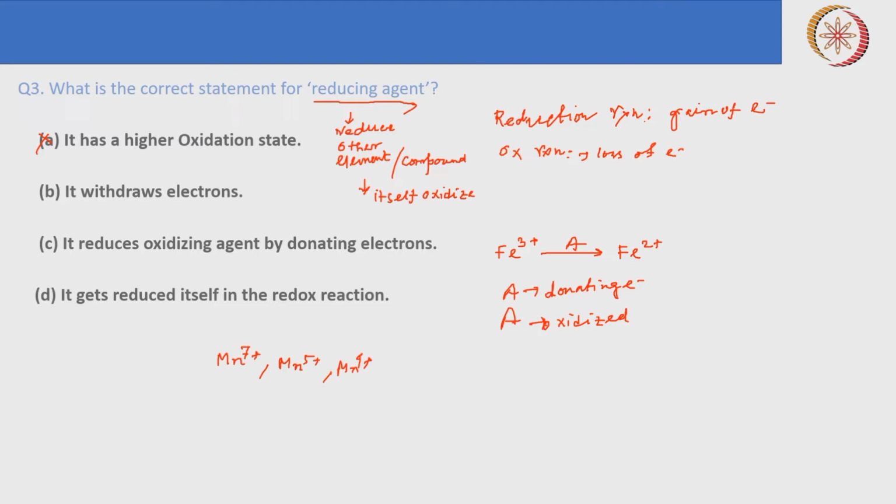The second option is it withdraws the electrons. Withdrawing means it's accepting the electron, so that cannot be the answer. C is it reduces the oxidizing agent by donating electron. Yes, here I have seen that Fe3+ is the oxidizing agent which goes to Fe2+, and A is donating electron. So C is the answer. The fourth option, it gets reduced itself in the redox reaction. No, it is oxidizing itself, so that is also not the answer. So C is the answer.